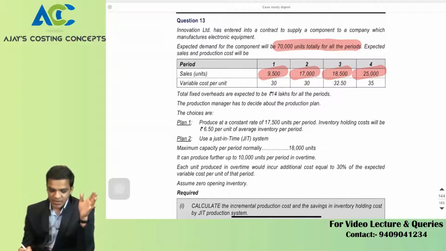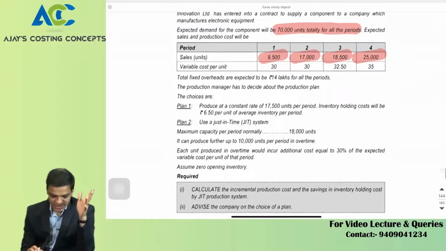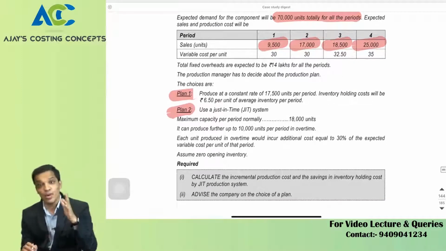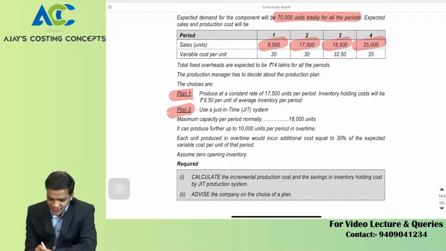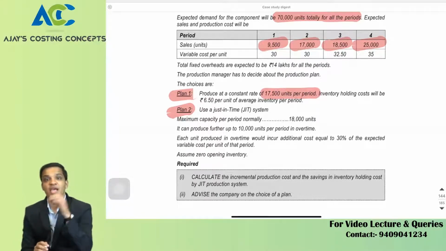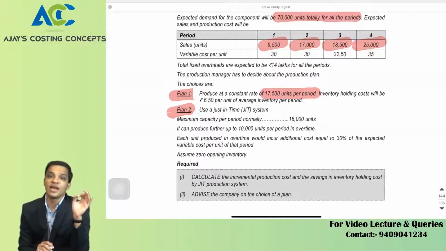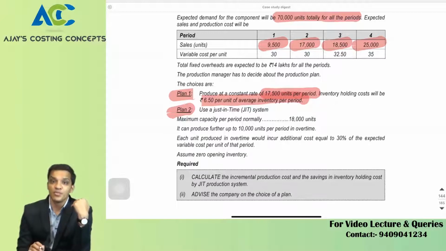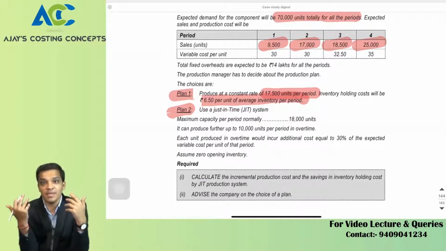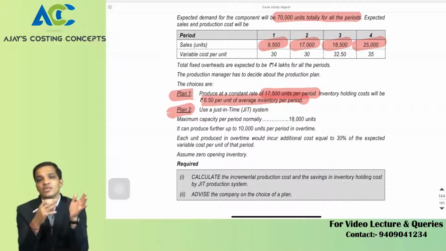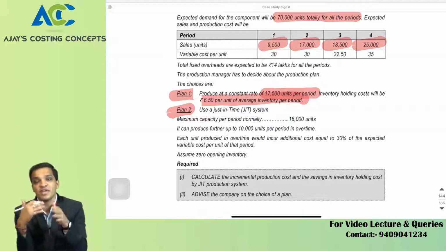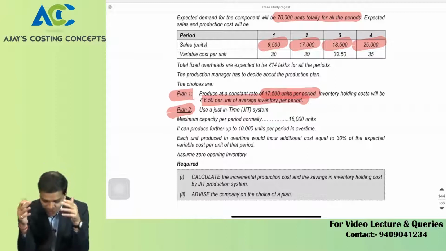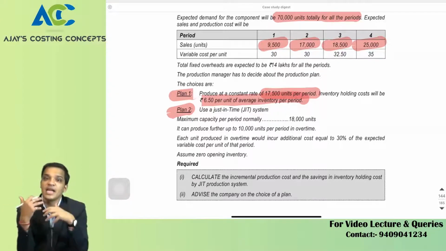The production manager has to decide about the production plan. The choices are plan 1 and plan 2. Plan 1 says to produce at a constant rate of 17,500 units per period. Inventory holding cost would be 6.5 per unit of average inventory per period. So I would produce 17,500 every period, while my sale might be, for example, 9,000 or 10,000. Then the excess inventory would be carried forward to the next period, and again in the next period I would produce 17,500 units and the demand would be fulfilled.